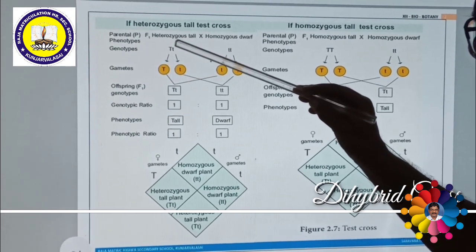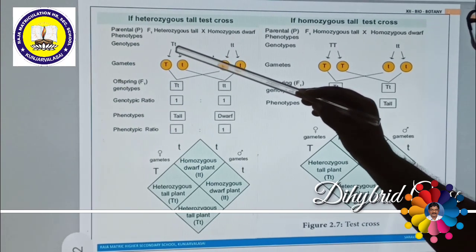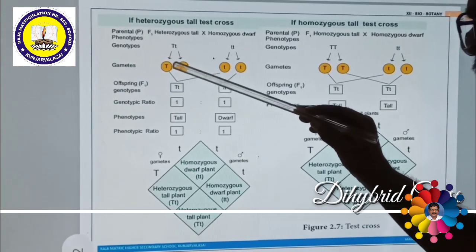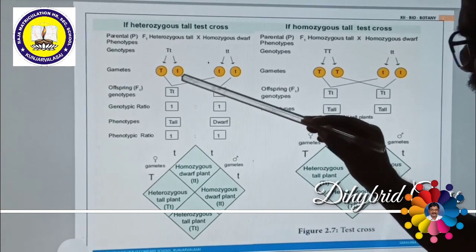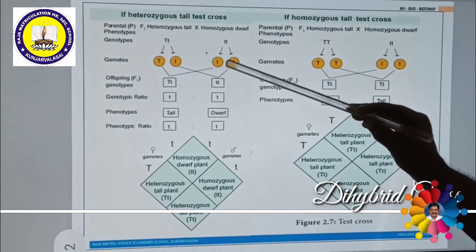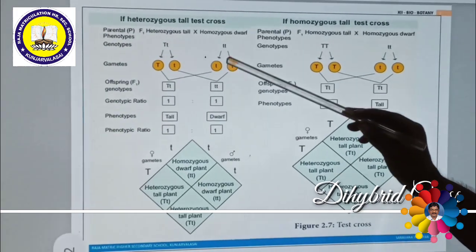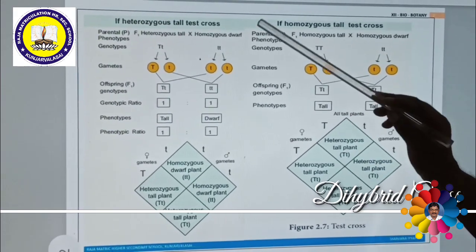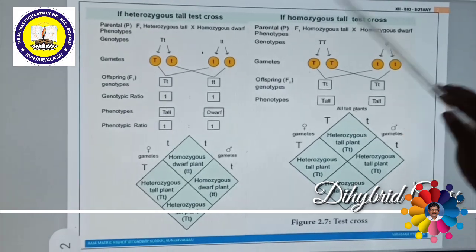Being heterozygous means two different types of allele. Each one produces one gamete. That means capital T is one gamete, small t is another gamete. Here both are the same, so one is enough, but it is given as two. That is also no problem at all. That means small t one gamete, small t one gamete. Even if you consider one, it is also no problem.